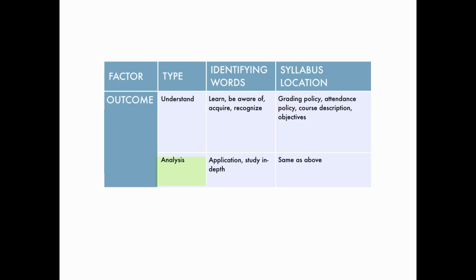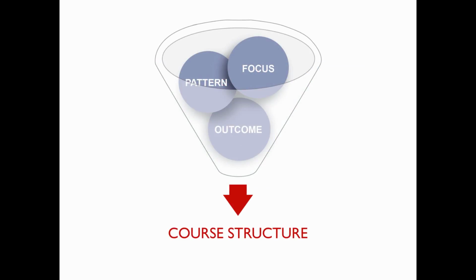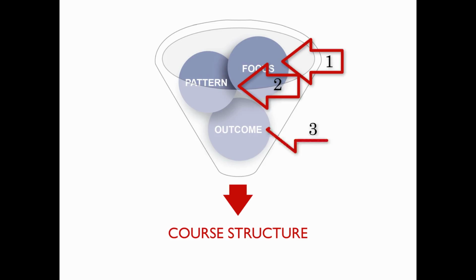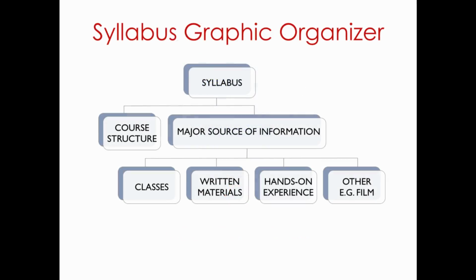The other is analysis. So that's application. Use the chart to help you identify outcome. This chart is also on page 19 in the text. Take a second syllabus and see if you can recognize the course structure in it. See if you find the focus, the pattern, and the outcome. Bring your questions to class.